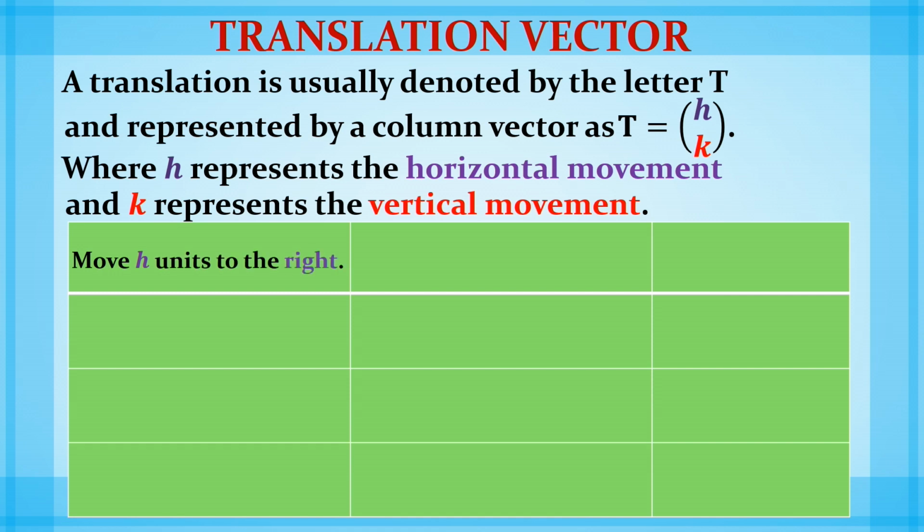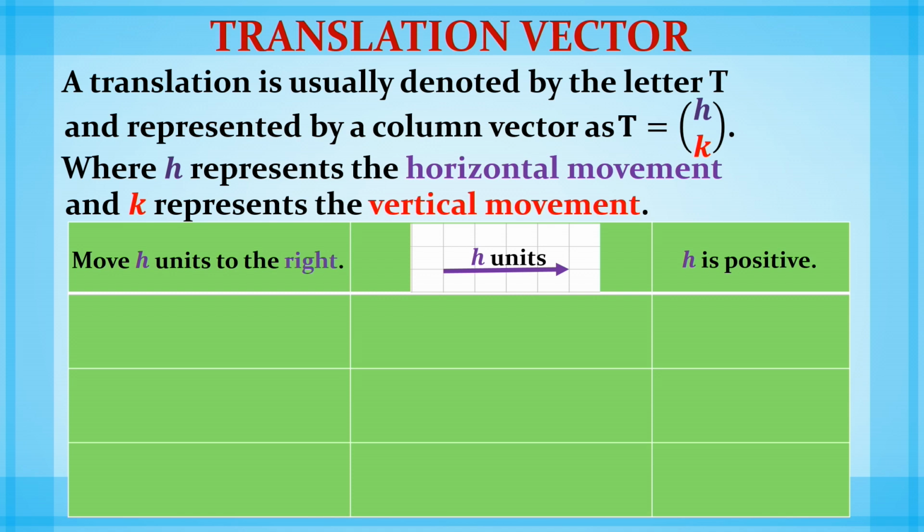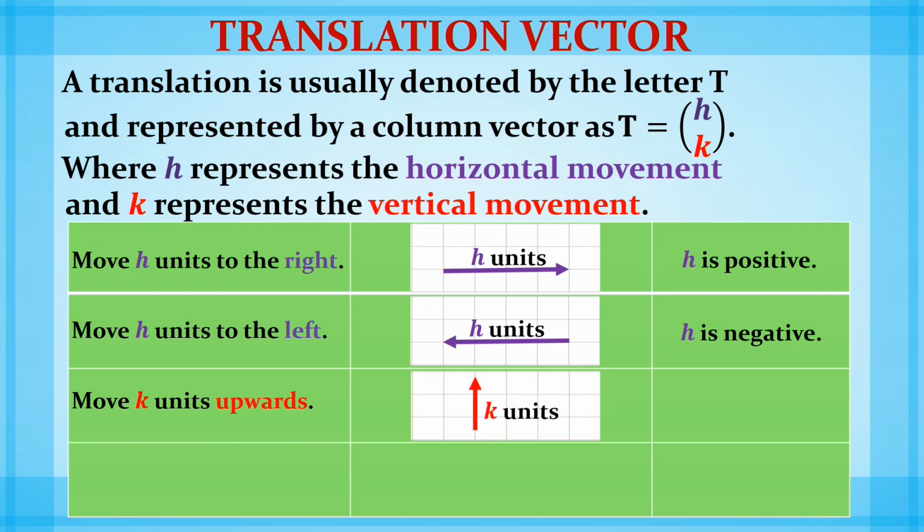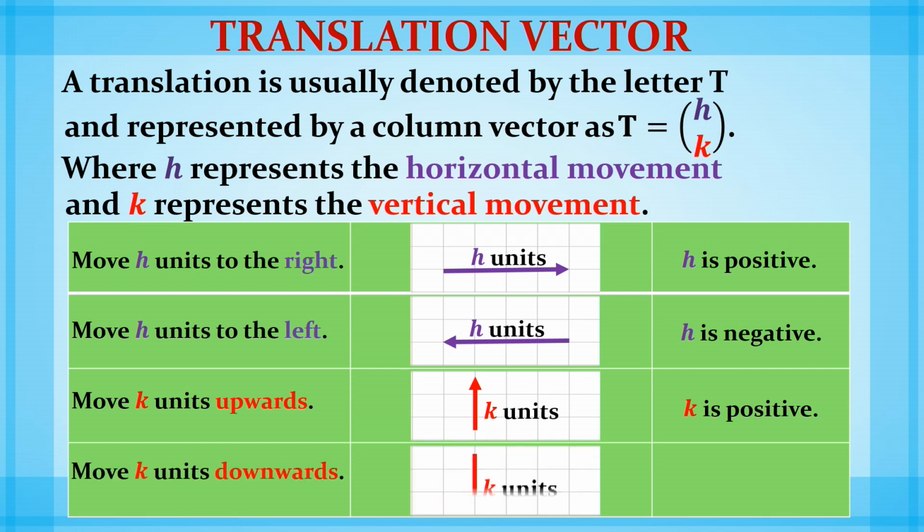Recall, horizontal movement can either be to the right or to the left. If we move H units to the right, then H is positive, while if we move H units to the left, then H is negative. Vertical movement can either be upwards or downwards. If we move K units upwards, then K is positive. On the other hand, if we move K units downwards, then K is negative.